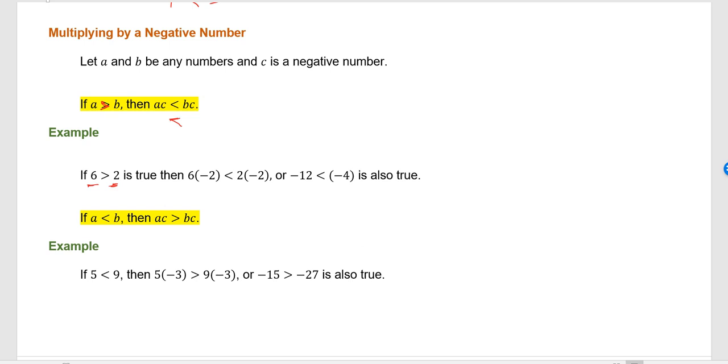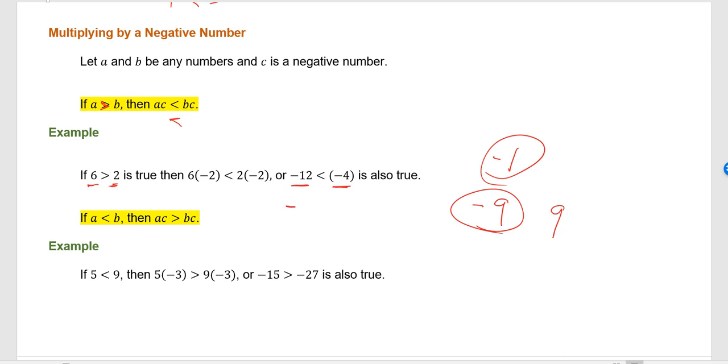And on the negative side, a bigger negative number is a number that has a lower absolute value. So minus 1, for example, is greater than minus 9. The minus 9 has a bigger absolute value, which is 9, so this is the smaller negative number. Okay, here the same is true. So 6 times negative 2 gives us negative 12. 2 times negative 2 gives us negative 4.